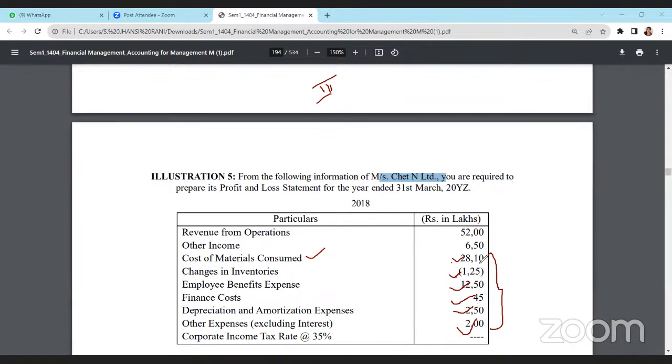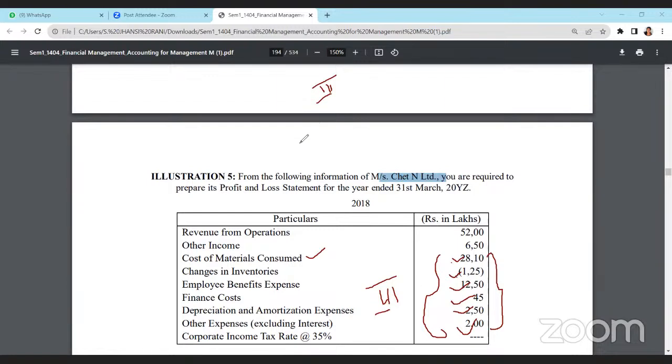Add all this together. It comes to 5,555 minus 125, so 4,430 it will be. So these all are expenses, that is Roman number 3. Under Roman number 3, we write all these expenses. And from these expenses, we will deduct total income.